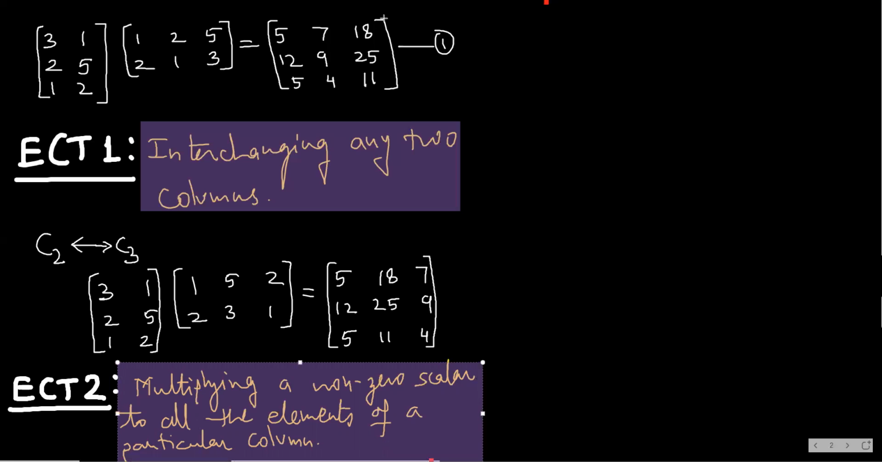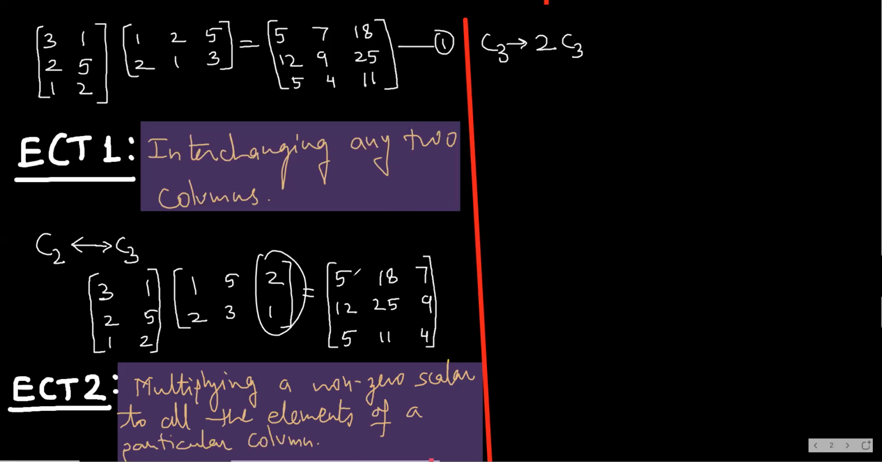Okay, let's do it. Let's write the notation for this. How would the notation be? Say I wish to multiply the third column by a number, say 2. So I write C3 changes to 2C3. Definitely, when I multiply 2 to the elements of C3, the C3 will change. So I'm writing C3 changes to 2C3.